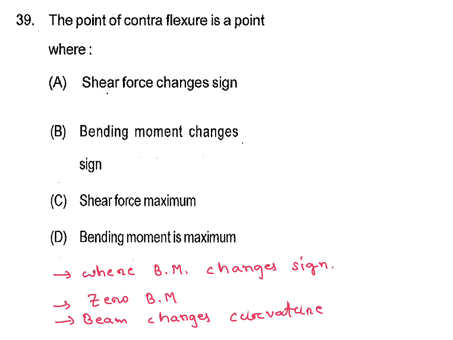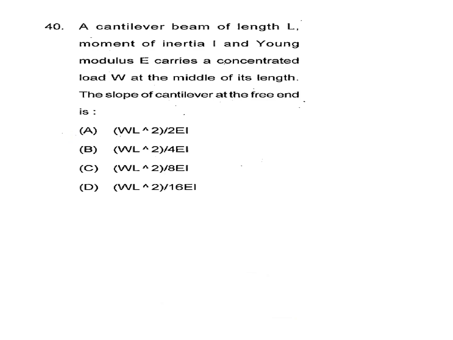A cantilever beam of length L, moment of inertia I, and Young's modulus E carries a concentrated load W at the middle of its length. The slope of cantilever at the free end is, a cantilever beam. Load W at the middle, so it's L by 2, L by 2. Slope at free end, we have to calculate free end, no load, so from here it will become a straight line.